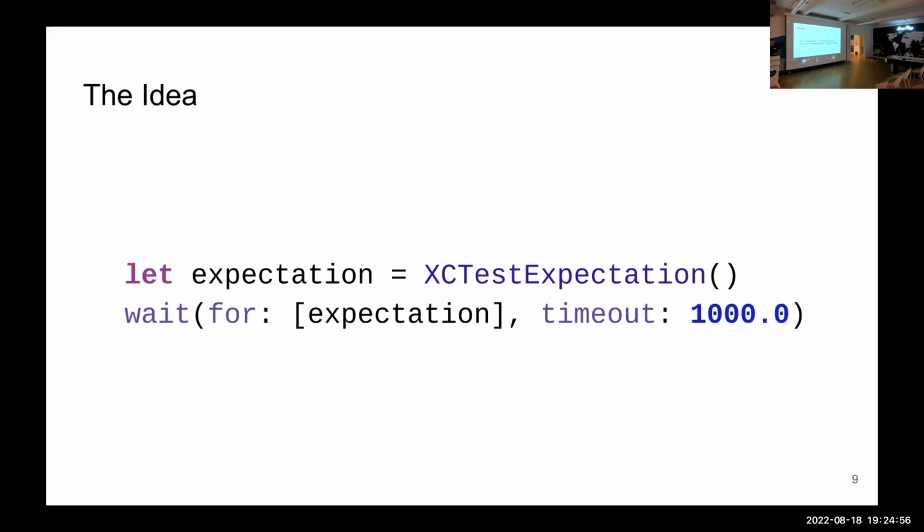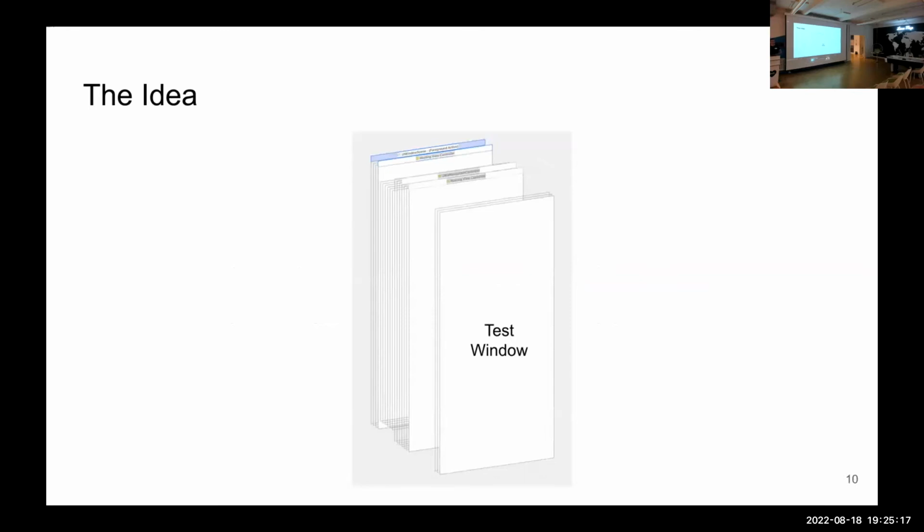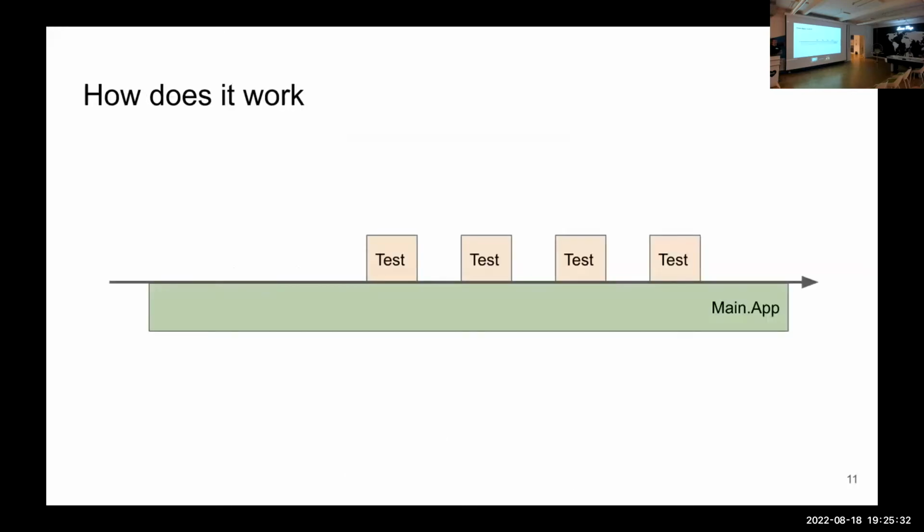So what is it? The idea is quite simple. It's a usual unit test where we just wait a long time. In terms of XCTest, we create an expectation and run a wait for quite a long time. And during this time we could put a new window over our app, and in this window show the screen that we are currently working on.